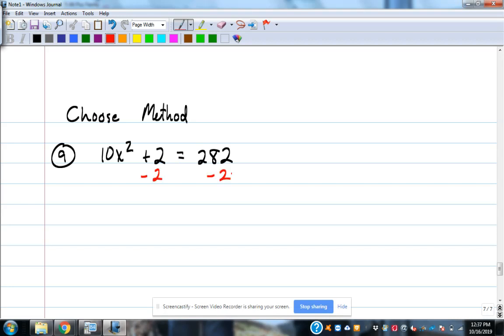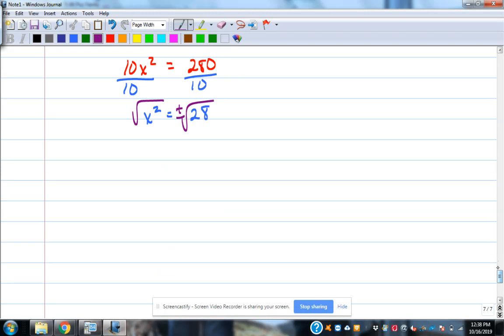So subtract 2 and be 10x squared is equal to 280. And then divide by 10, right? X squared is 28. And then take the square root of both sides. Plus or minus on the number side. There's x by itself. I need to break down the 28. 14 and 2 or 7 and 4, it doesn't matter. There's a pair of 2's, so plus or minus 2 radical 7.